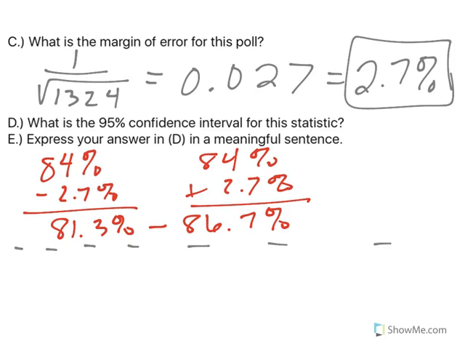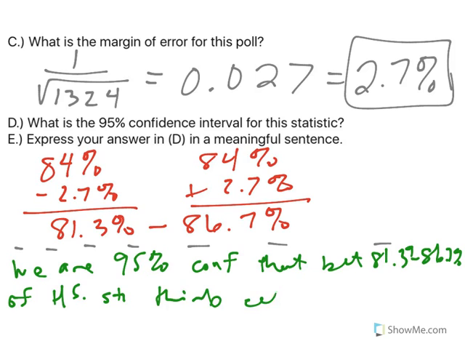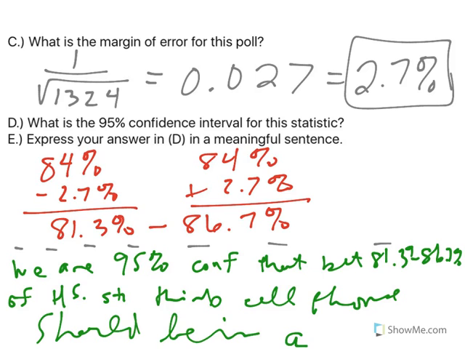And now we can write that answer in a meaningful sentence. Now the key to the meaningful sentence is having all of your pieces. So you've got to start with, how confident are you? We are 95% confident that between 81.3 and 86.7% of high school students think cell phones should be in class.